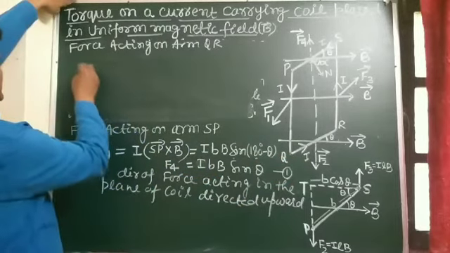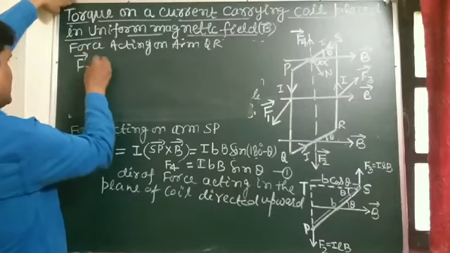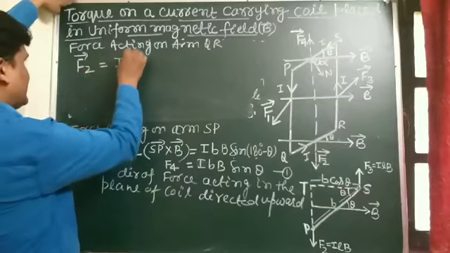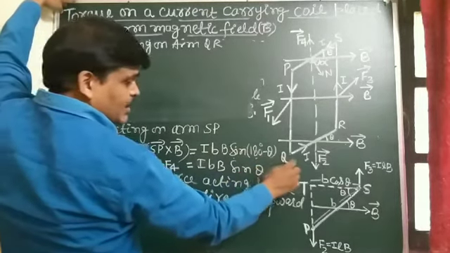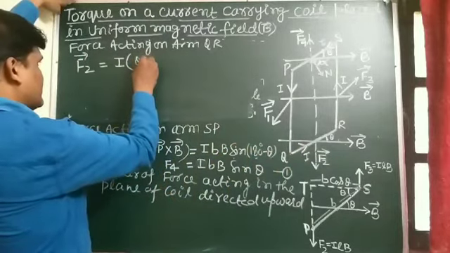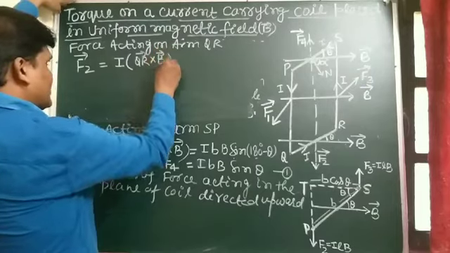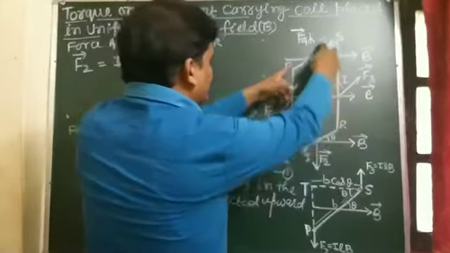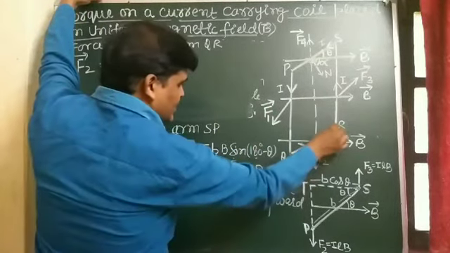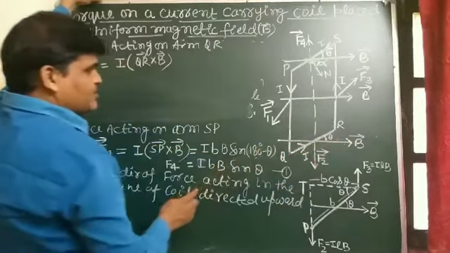F2, the force acting on arm QR, equals ILB sin theta, but in vector form F2 equals I, and in place of the length vector we write here vector QR cross the magnetic field B, and here again QR is b. Already you know the angle between the QR length current element and the magnetic field.